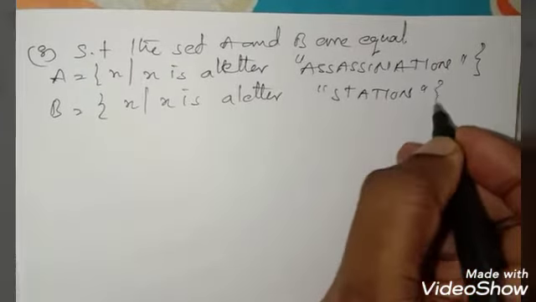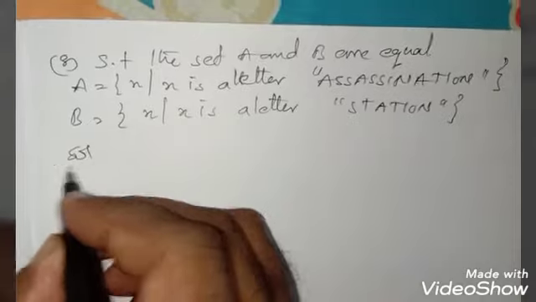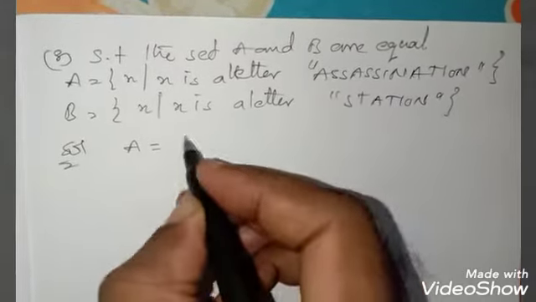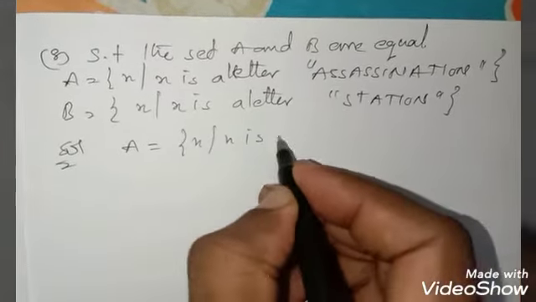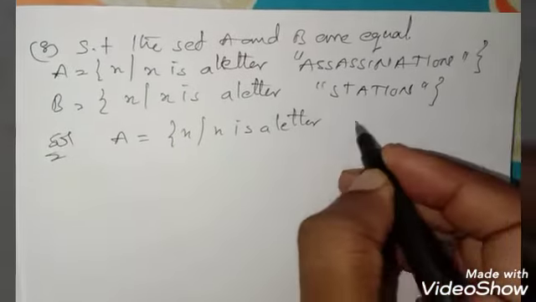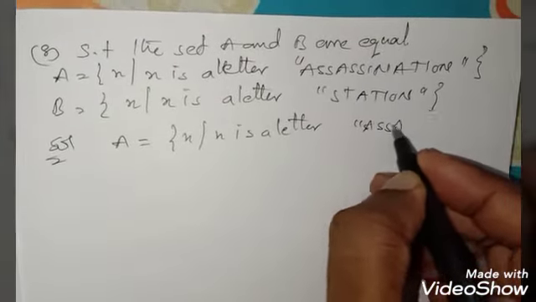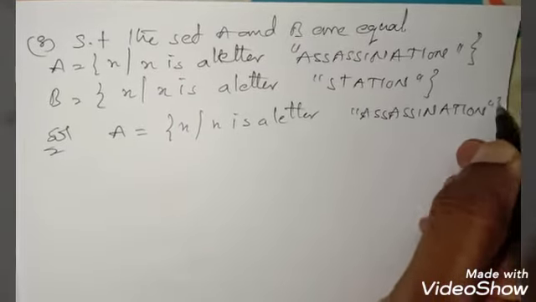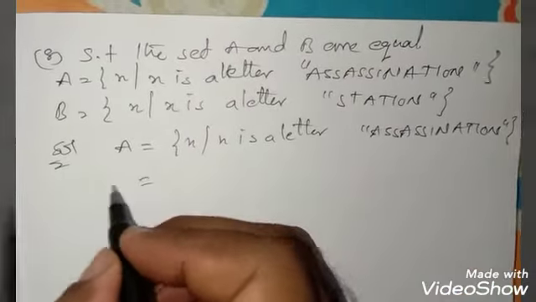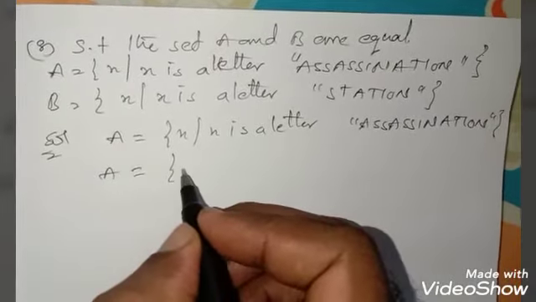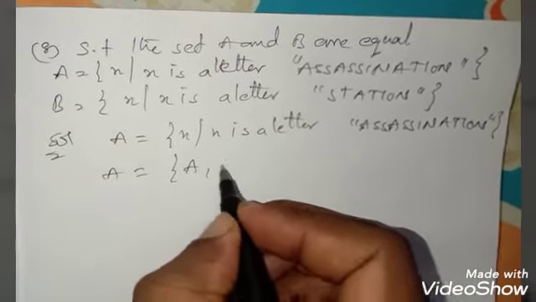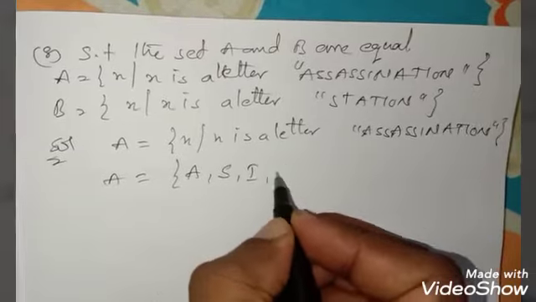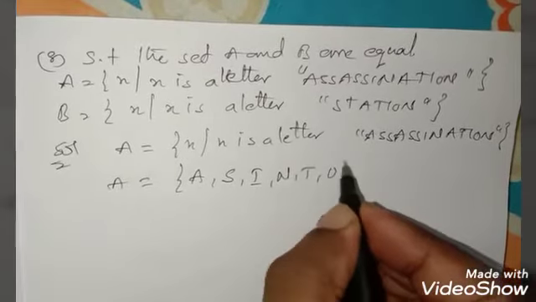and B is equal to {x : x is a letter of the word STATION}. Right, now as per your question, I can write A as {x : x is a letter of ASSASSINATION}. Convert this into roster form: A is repeated, S is repeated, so I can write A, S, I, N, T, O.